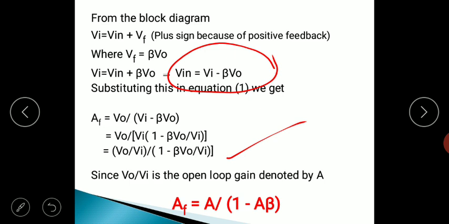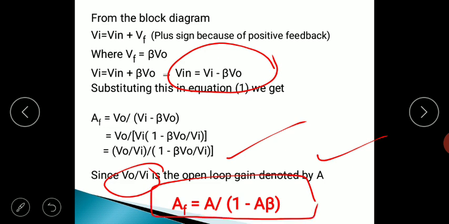And you know that V0 by Vi is A. So if you substitute that there, what you get is AF equal to A divided by 1 minus A beta. Now what you can see from this is that it is almost the same as that of the negative feedback amplifier. Once again I am repeating, in the negative feedback amplifier we have A by 1 plus A beta, and here we are getting AF equal to A by 1 minus A beta, which is obvious because here we have used positive feedback.